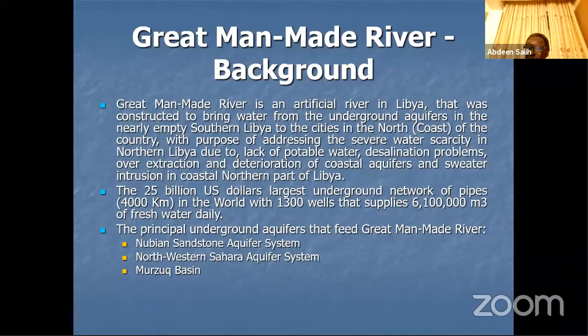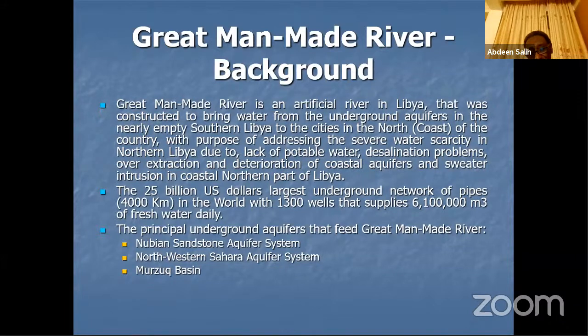The Great Man-Made River is an artificial river, in fact. It's not really a river. It was constructed to bring water from the underground aquifers in nearby empty southern Libya to the cities in the north. It has to bring water 400 meters to the coast. The idea was either to take people to the place of the water in the desert or to bring water to the people on the coast, with the purpose of addressing the severe water scarcity in northern Libya due to lack of potable water, desalination problems, over-extraction, and deterioration of coastal aquifers with intrusion of seawater.